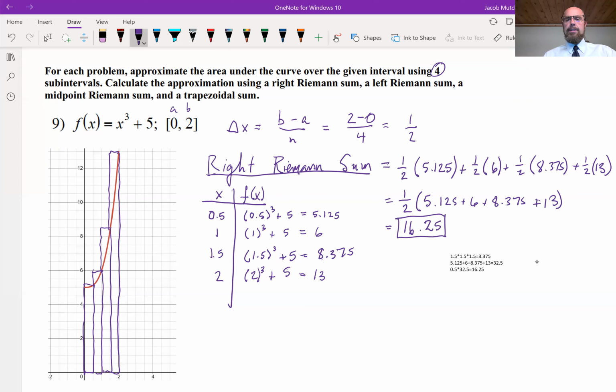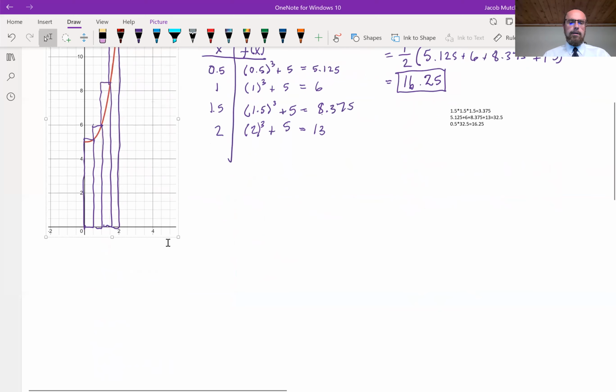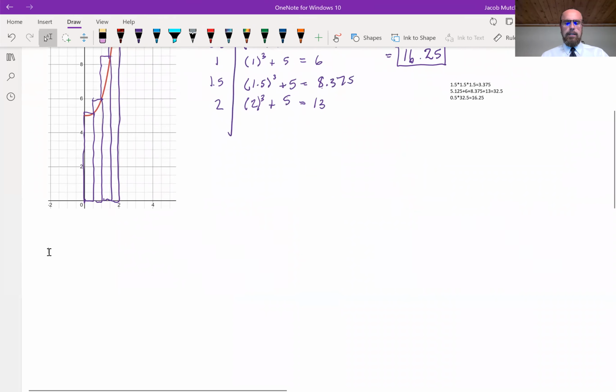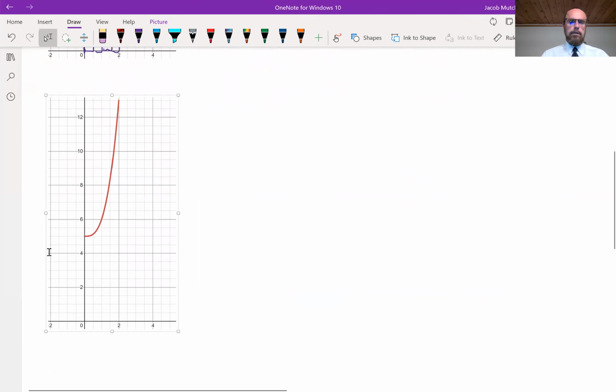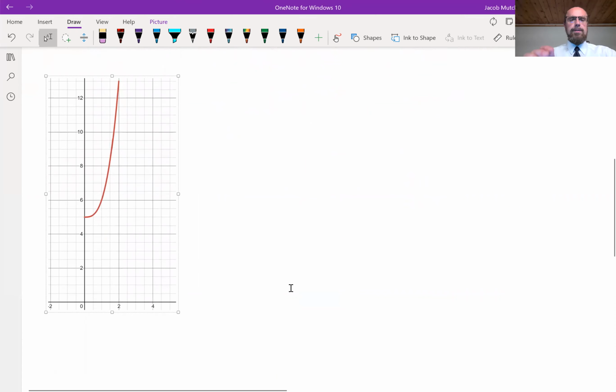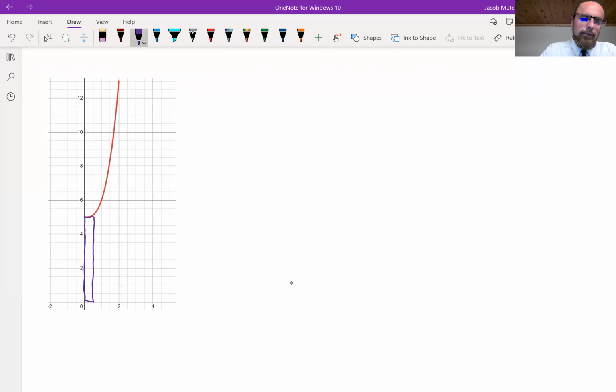Well, let's compare that to a left Riemann sum. So what we'll do is take our graph here and copy it, and we'll just calculate the left one right below it. For a left Riemann sum, we still have 4 subintervals, but instead of my right endpoint being on the function, I'm going to have my left endpoint be on the function. So again, to visualize, I'll just create these rectangles.